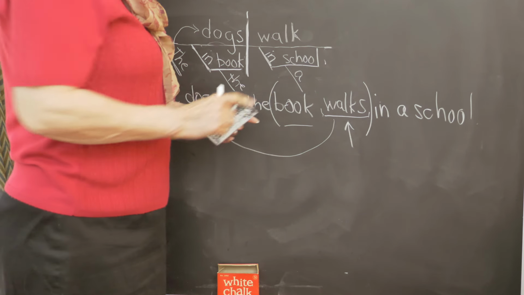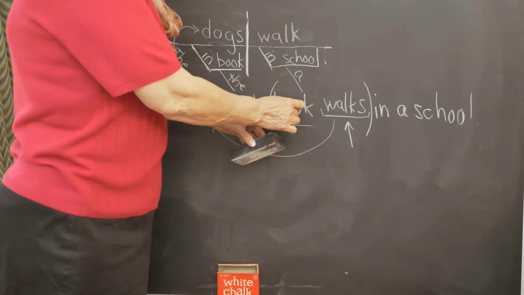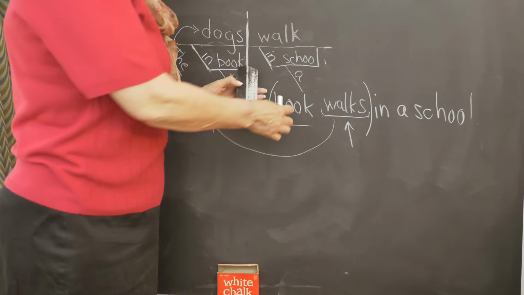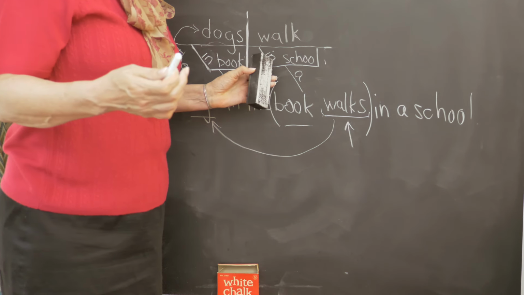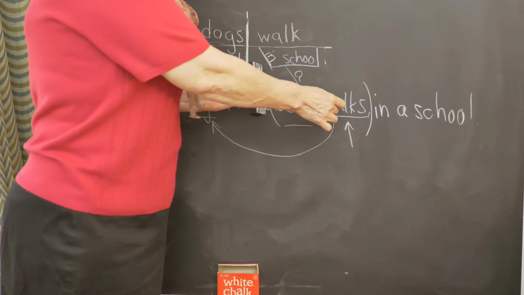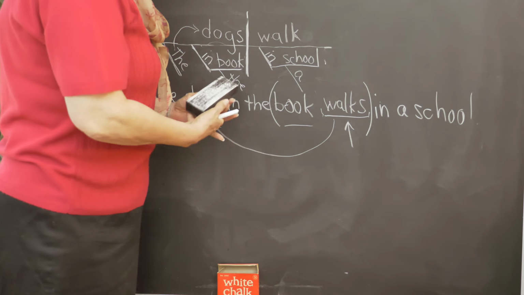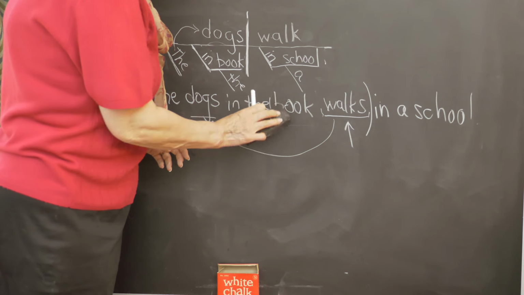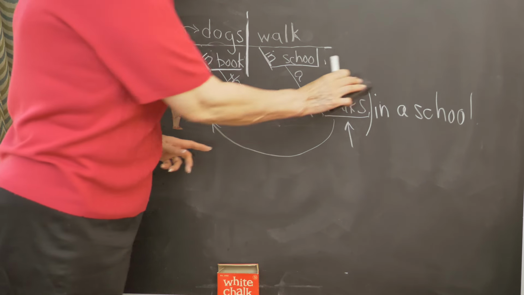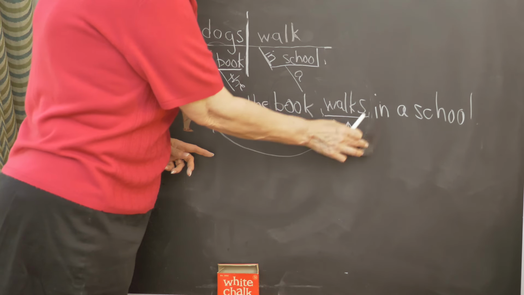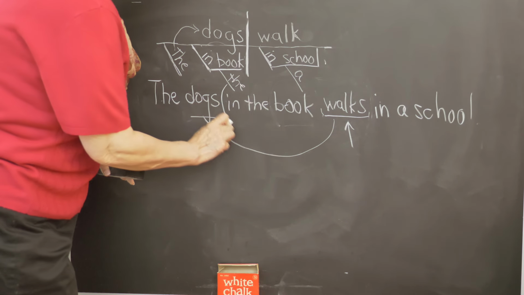The reason why Billy may have put an S there is because the word book was the noun that was closest. And it just sounds better. The book walks, the book opens. Singular, singular. But when we learn how to diagram sentences, we realize that book is not the noun, the main noun of the sentence. It's not the subject of the sentence.